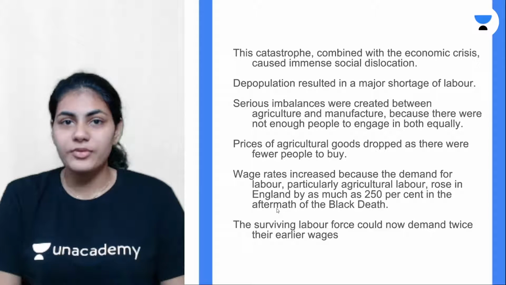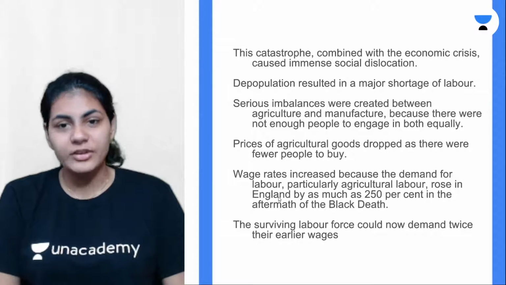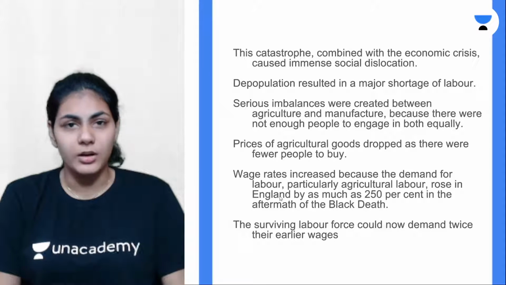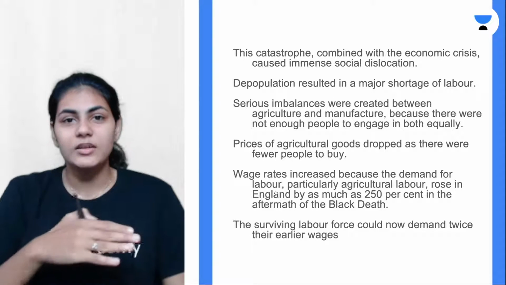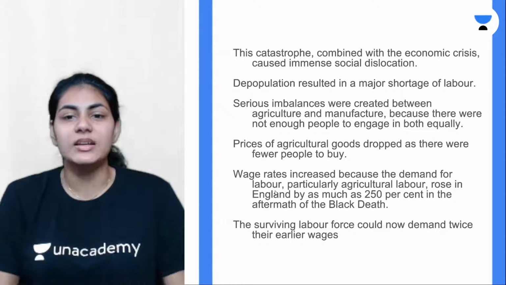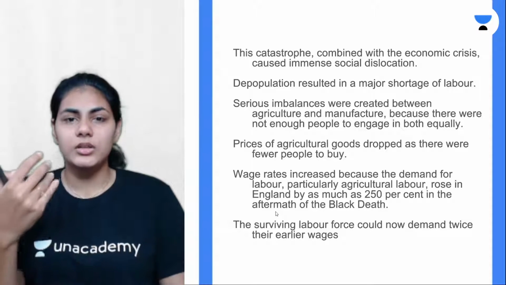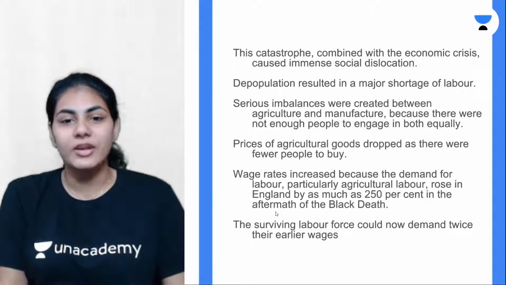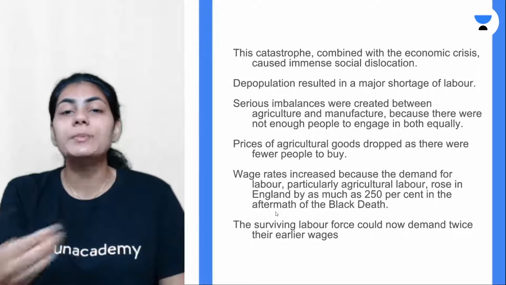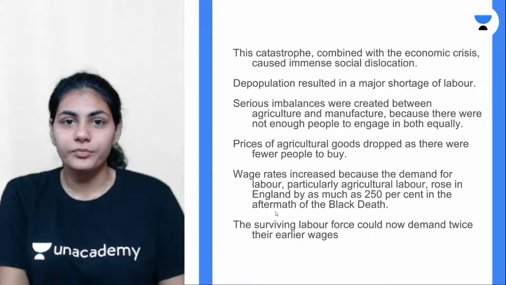So obviously because of that, agricultural productivity has decreased, and even if the stocks of the grains are there, there are no people to buy the grains.